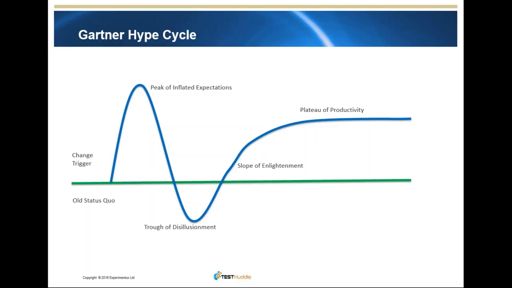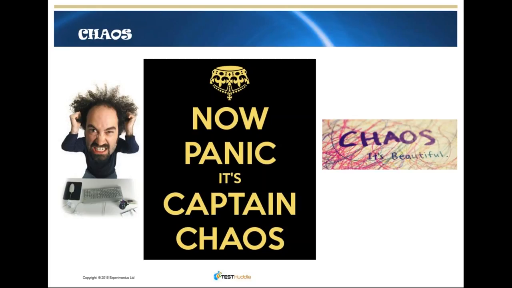So change starts to happen at the peak of inflated expectations. And then what happens is people hit what the psychiatrists call an area of chaos, and that's where they have the old process battling with the new process in their heads. They know how they used to do it, they've got to try and remember how they now have to do it, and as chaos happens, Captain Chaos, now panic, Captain Chaos is in town. Well, actually, for a change manager, chaos is beautiful. Chaos shows that they're learning, there's learning going on. If there's no chaos, maybe they're not adopting the process, maybe not even thinking about it, maybe they're ignoring it. Chaos gives you an indication that there is actually something happening and people are starting to change.